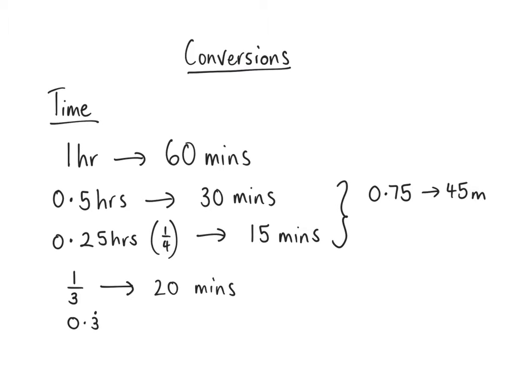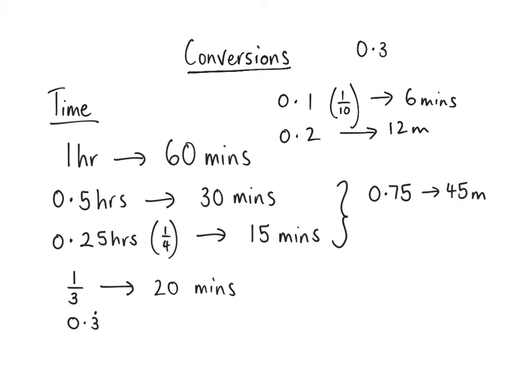I can also have 0.1 of an hour. That's a tenth of an hour. What's a tenth of 60? Well, remember, a tenth means we divide by 10. So a tenth of 60 would just be 6 minutes. And because I can do 0.1, that means I can do 0.2. That would be 12 minutes because it's just 2 lots of 0.1. I could do 0.3. That would be 18 minutes because it's 0.1 and 0.2 put together.